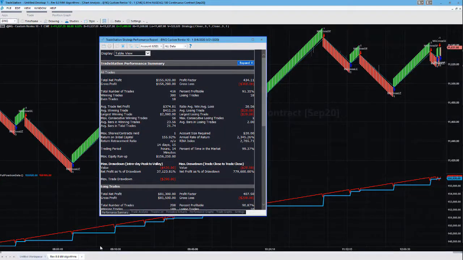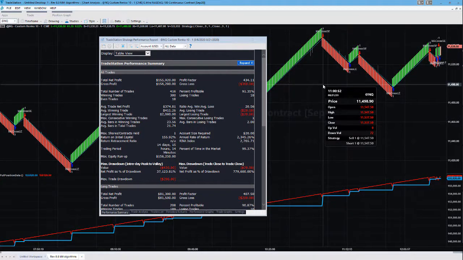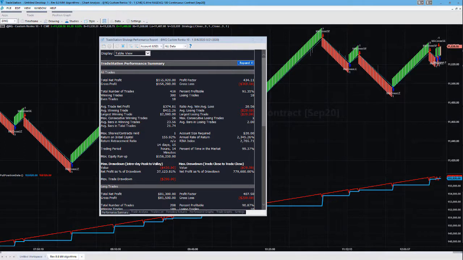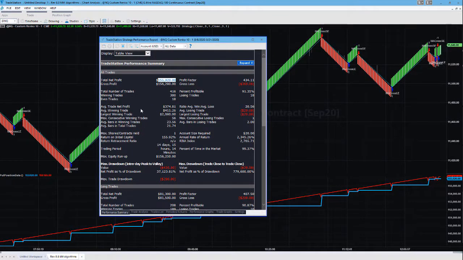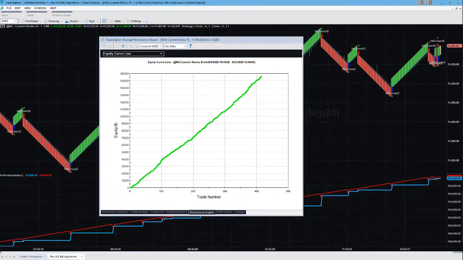This is just without the money management algorithm. This is just a false backtest. These are not accurate results in any way. You cannot get $155,920 in 2 weeks on this strategy. 374 average trade profit, $20 drawdown on a closed trade basis, $420 drawdown on max intraday peak to valley. Here is the equity curve. This is absolutely inaccurate, false results.